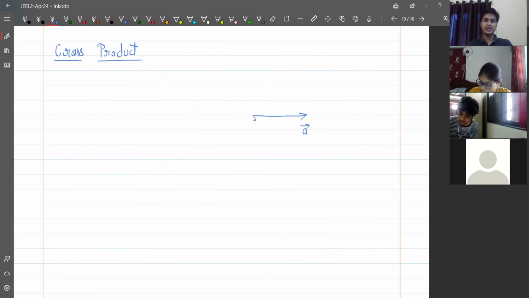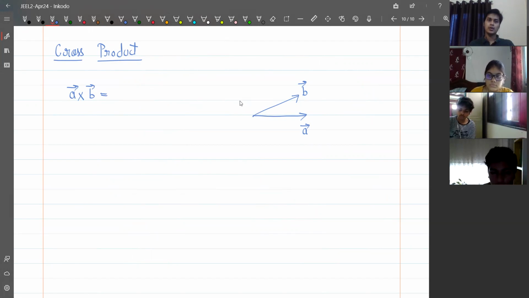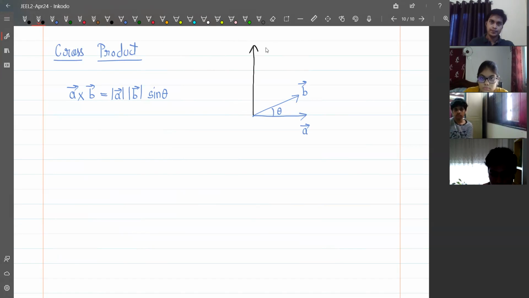There are 2 vectors, A vector and B vector. So we write the cross product as A cross B. There we were using dot, here we use cross. And we write it like this: mod of A into mod of B into sine theta, where theta is the angle between A and B. But this is a vector, and the direction of this vector is perpendicular to these vectors.